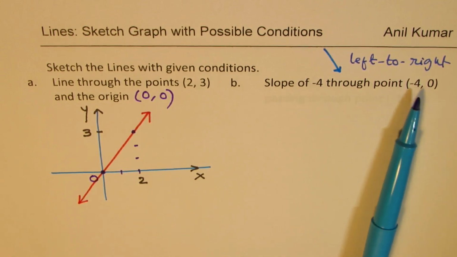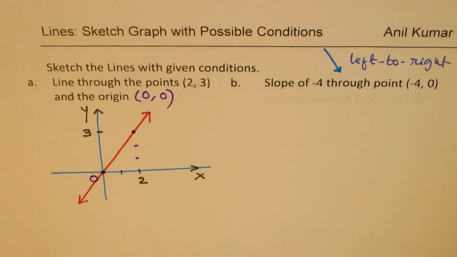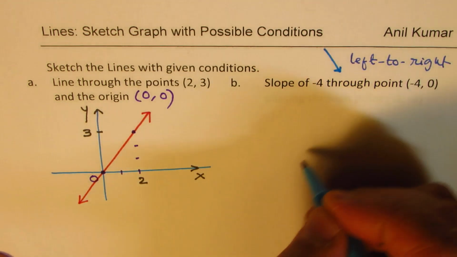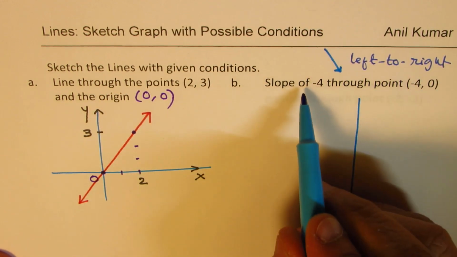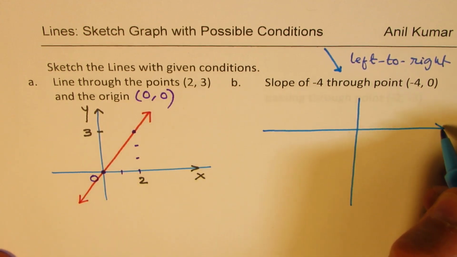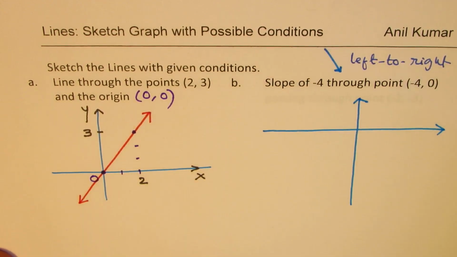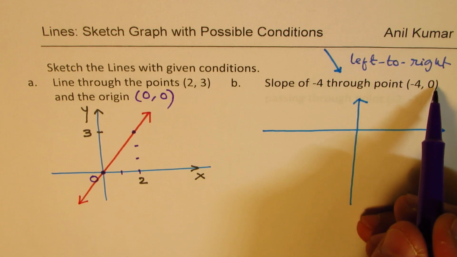Through a point minus 4, 0. So that is your x-intercept, correct? Not y-intercept. So this time, since it is on this side, I'll sketch my line. Negative means going downwards, right? So I'm going to make the axis kind of like this. Does it make sense to you? Why did I do so? Because we have a point which is minus 4, 0, right?